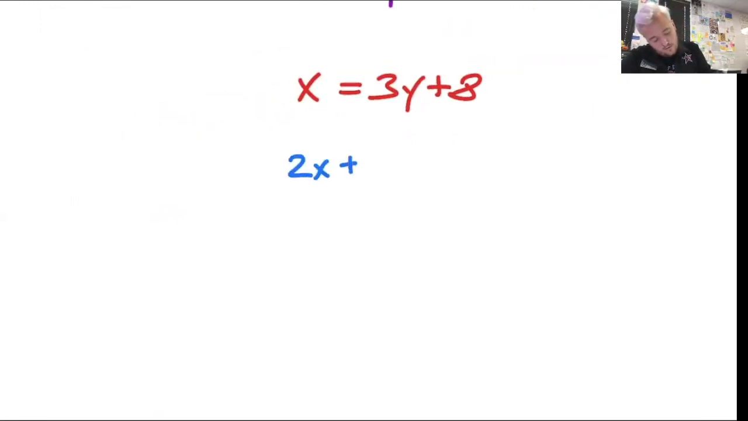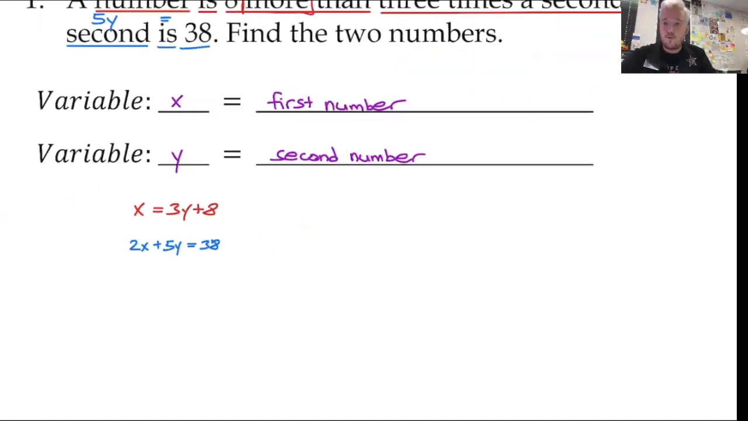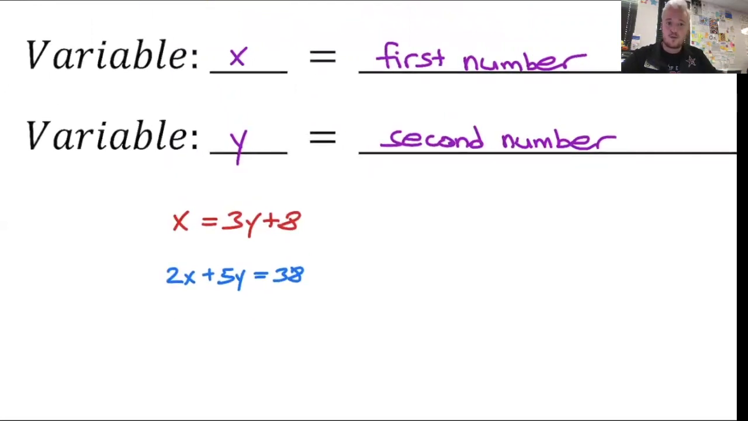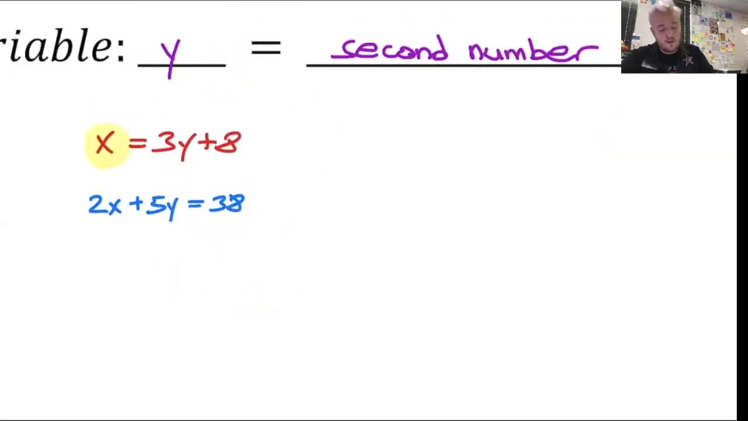2x plus 5y equals 38. So now that we have our system here, this is just a review from substitution and elimination. The setup of your system is going to determine which method you should use. Strictly because we have an x equals equation here, I'm going to do substitution. If you want to do elimination, you can. You can rearrange your top equation to standard form, and then you can multiply. So it's really up to you.